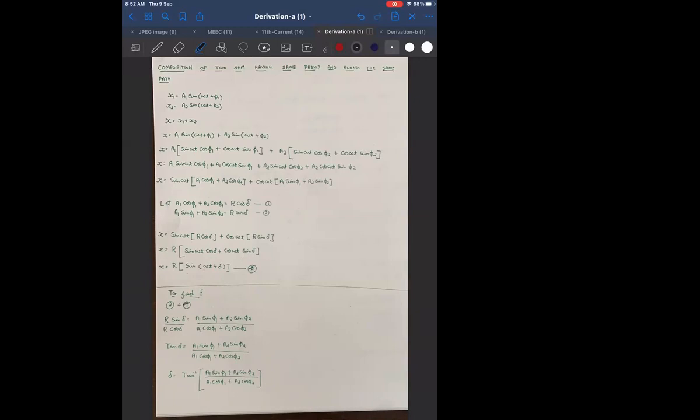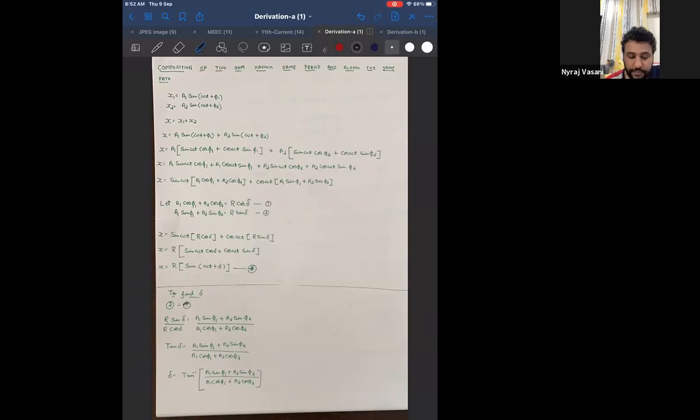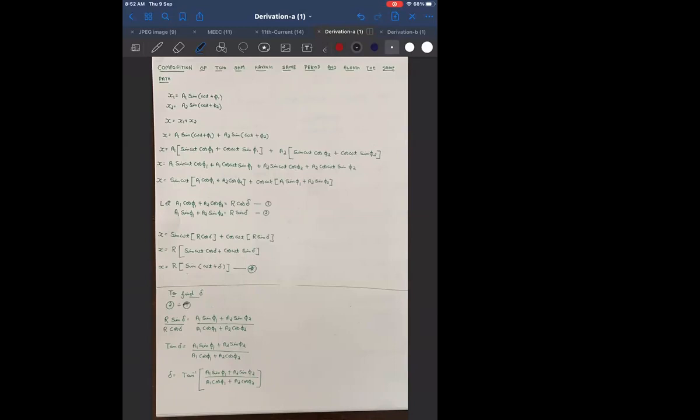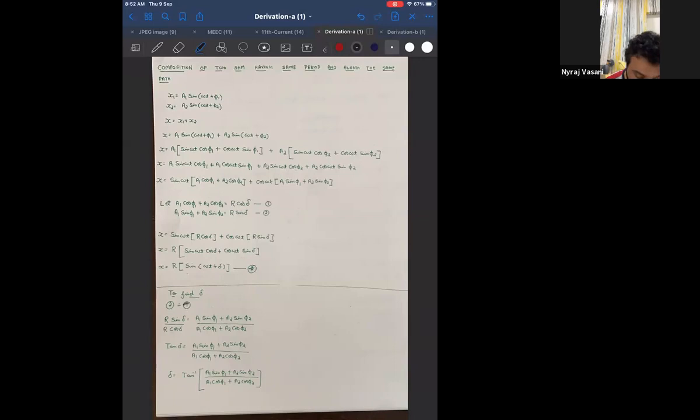Sir, which are the two formulas? A and tan phi. Can you see? Okay, on page number 51, right? Page number 51, section 16.2.